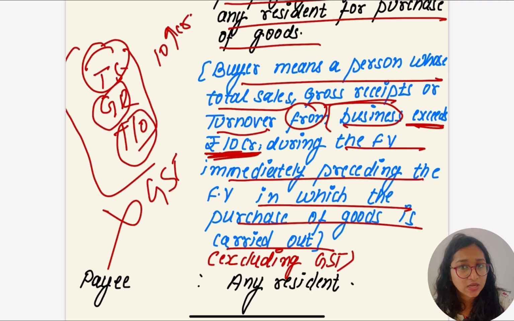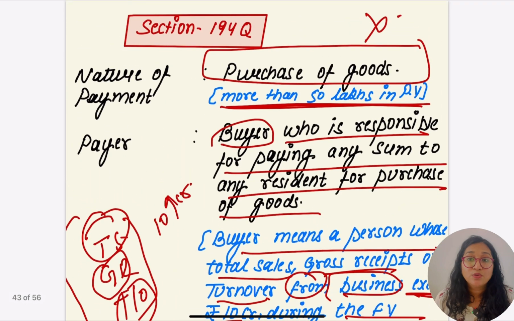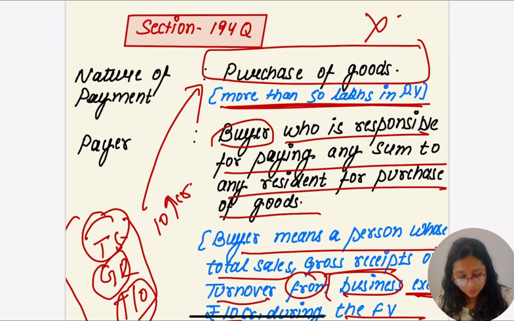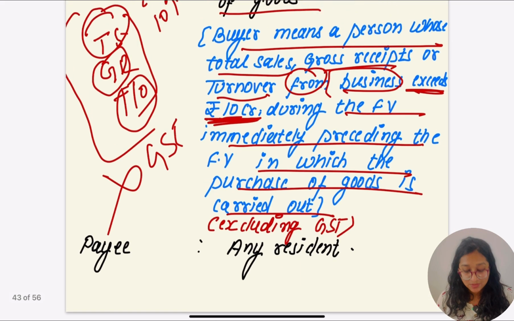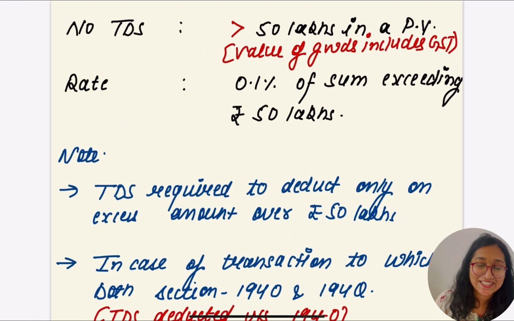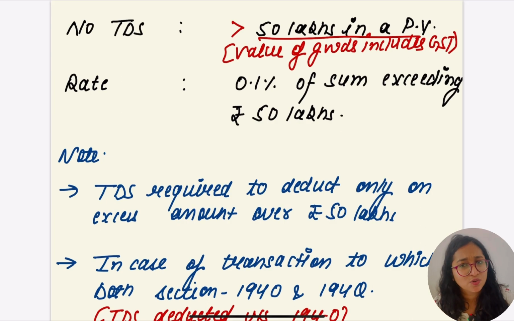The limit was 10 crore. If it exceeds 10 crore, in that case this section is going to be imposed, and the payee is going to be any resident. But there comes one thing. When is TDS deductible? If the goods value is up to 50 lakh in the previous year, no TDS is going to be imposed. But what if it exceeds 50 lakh? In that case, TDS is going to be imposed.